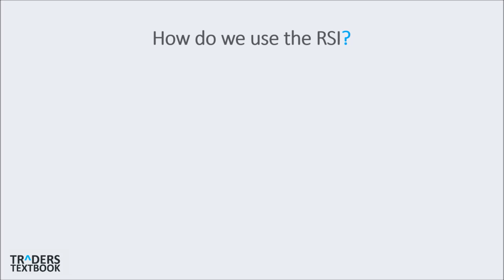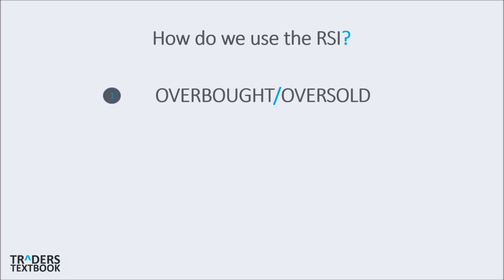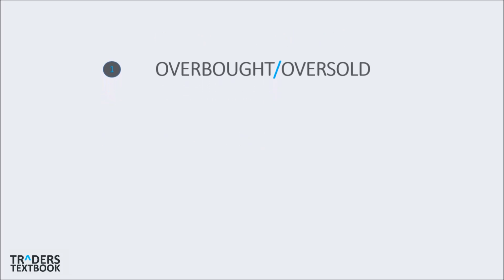There are two main approaches. Namely, overbought and oversold, and then using it for divergence. So let's look at overbought and oversold first.